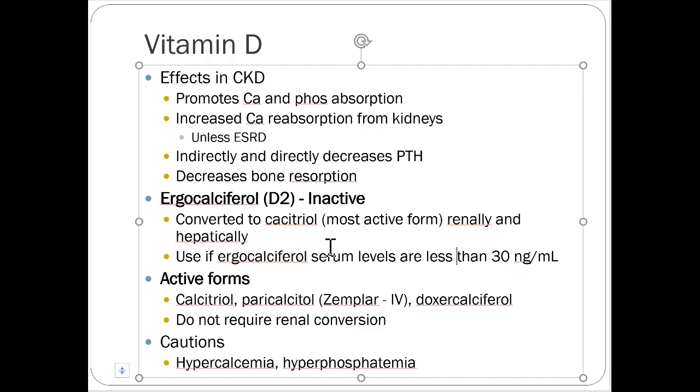These products don't require any renal conversion, and they give your body access to active vitamin D immediately. So they're preferred over any other type of vitamin D supplementation. So if you see calcitriol, that's a common one for a CKD patient to be on. Cautions: you might see increases in calcium or hyperphos, but assuming we have phosphate binders going, we should be fine. The high calcium levels, again, are generally not clinically significant. Usually they don't get high enough for us to warrant any type of change in therapy.